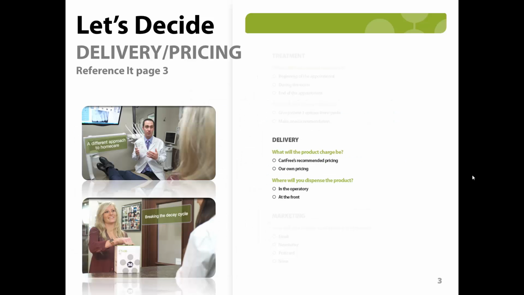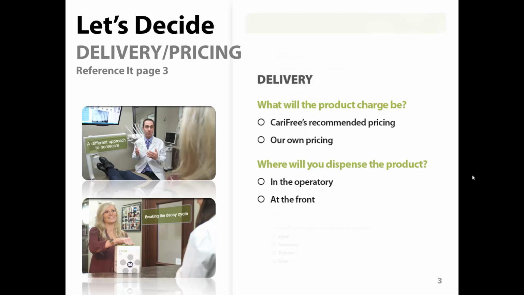Then it is important to decide if you will be dispensing the product in the operatory or if you would like the patient to pick it up at the front on their way out. If patients are getting it from the front, make sure whoever is checking them out feels comfortable enough finishing the process and possibly answering any last-minute questions the patient may have.